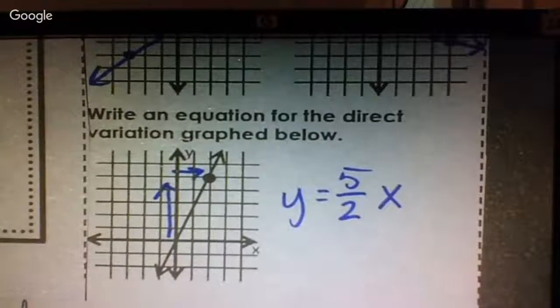Okay. Questions? That glues in on page 93, my friends.